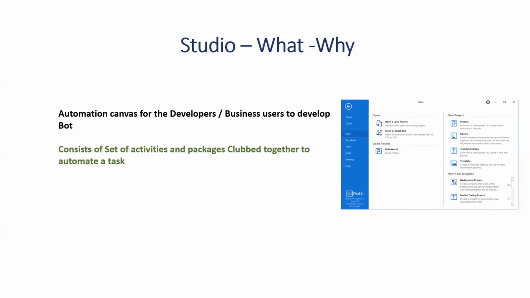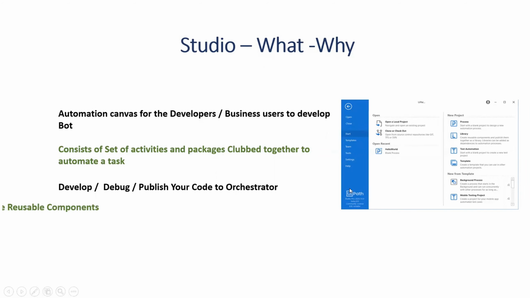Next, in the Studio we have a set of activities and packages that are used to automate a task. So we drag and drop activities like open Excel, type into, click, message box. It has a set of activities that help you to automate the task. What can you do in Studio? You can develop the code, you can debug the code, you can publish your code to Orchestrator. All these things will be done by the Studio.